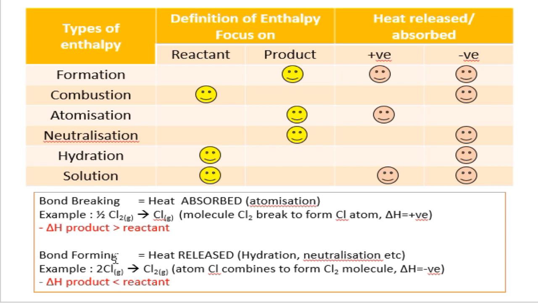For bond forming, heat is released. Initially, the reactant has higher enthalpy, not temperature, higher enthalpy. That's why once heat is released, the enthalpy of the product is lower. Get the concept? So bond forming is normally an exothermic reaction because heat is released, and that's why the enthalpy of the product is lower. Bond breaking absorbs heat. The reactant, after absorbing heat, becomes the product, and the product has a higher enthalpy.